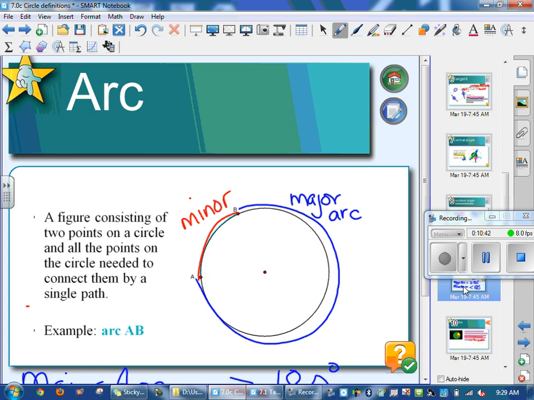So, as you can see, the red arc is our minor arc because it's tiny. It's less than 180 degrees. It's less than a straight line. And it's less than halfway around the circle. Okay, the major arc is the blue one.